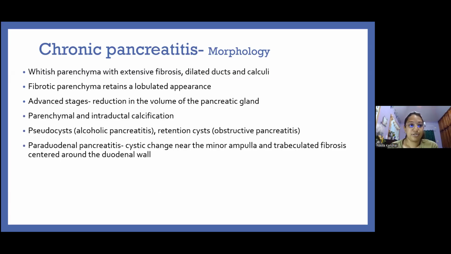Gross examination is a whitish parenchyma. Extensive fibrosis, dilated ducts and calculi. It still retains the lobulated appearance, but in advanced stages, there's reduction in the volume of the gland. There are calcifications, multiple parenchymal and intraductal calcifications, pseudocysts, more seen in alcoholic pancreatitis, and retention cysts in obstructive pancreatitis. Specific to paraduodenal pancreatitis, there can be cystic change near the minor ampulla, and the trabeculated fibrosis is centered around the duodenal wall itself.